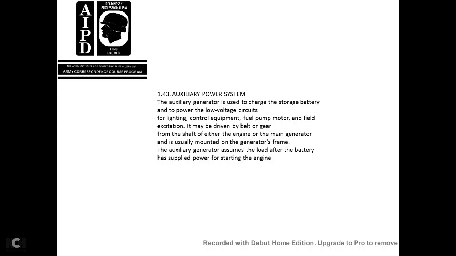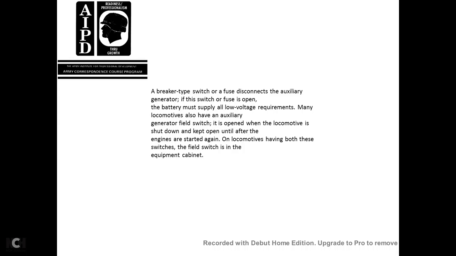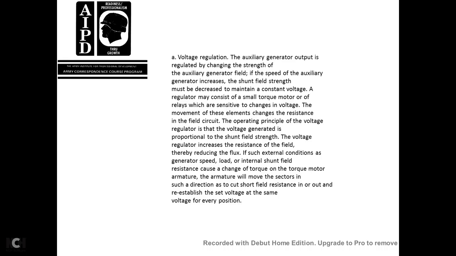The auxiliary generator assumes the load after the battery has supplied power for the starting of the engine. A breaker type switch or a fuse disconnects the auxiliary generator. If the switch or fuse opens, the batteries must supply the low voltage requirements. Many locomotives also have an auxiliary generator field switch. It is opened when the locomotive is shut down and kept open until after the engine is started again. On locomotives that have both of these switches, the field switch is in an equipment cabinet.